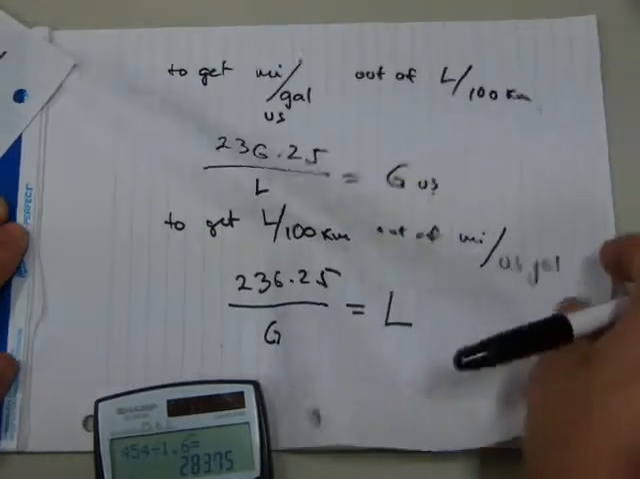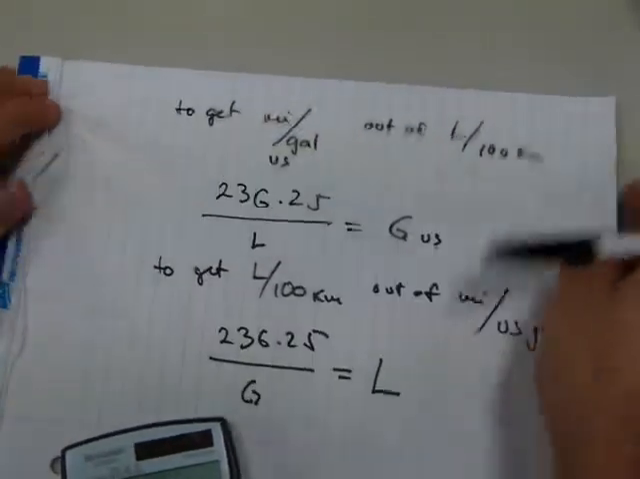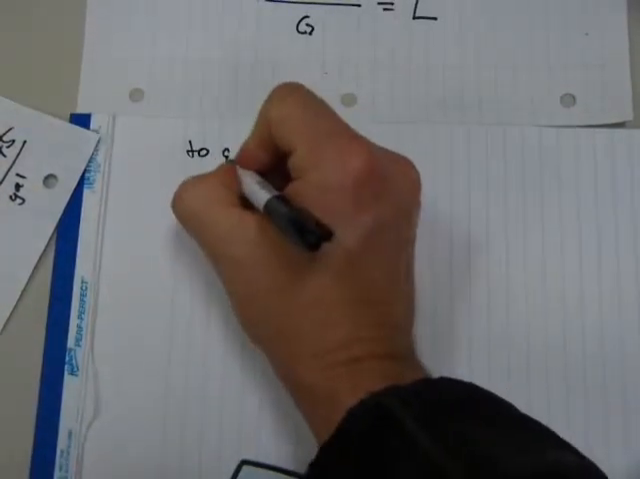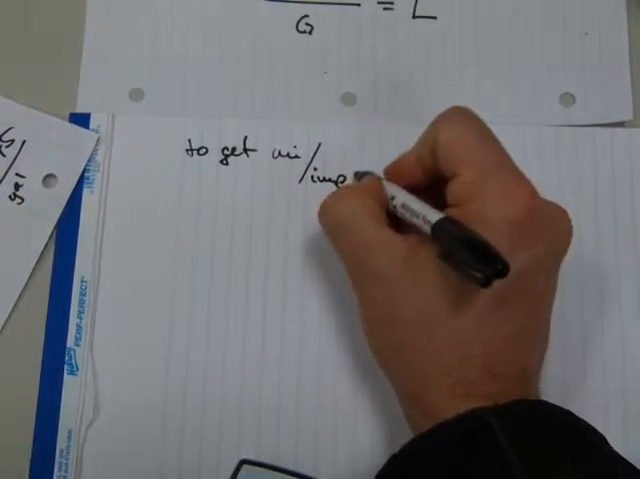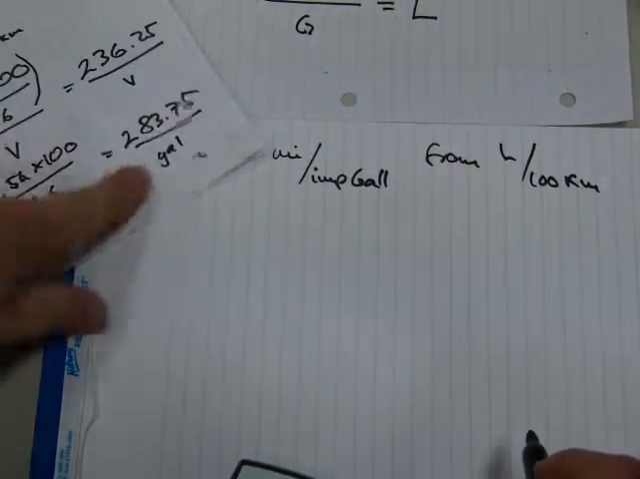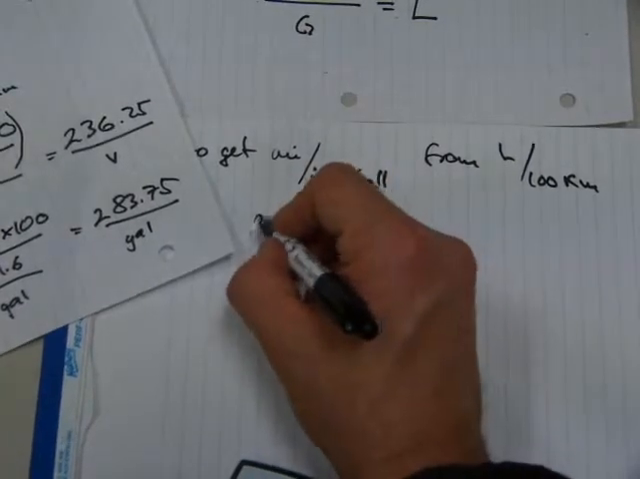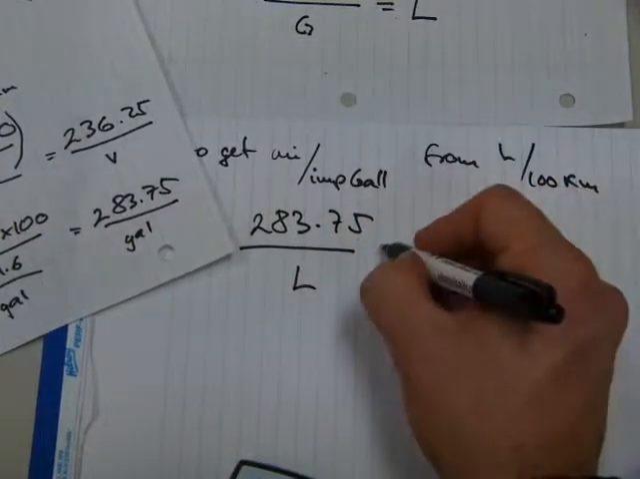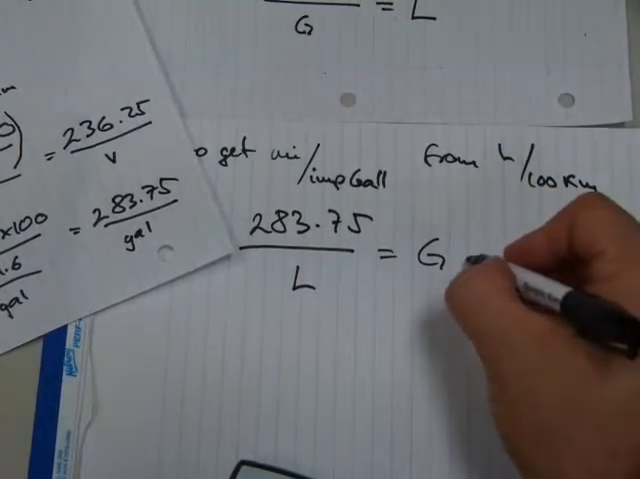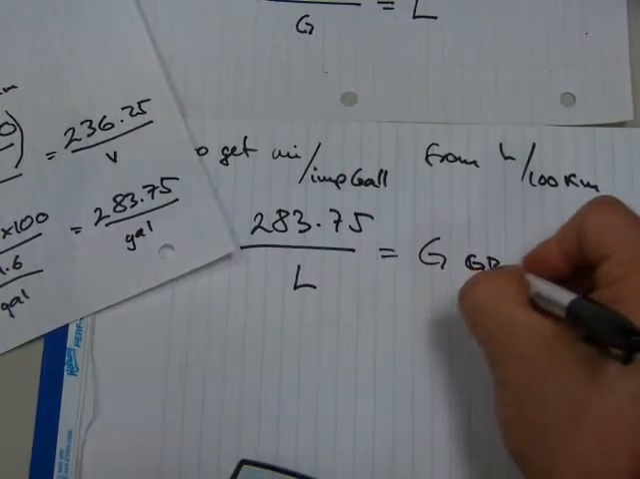And the same works with imperial gallons as well. To get miles per imperial gallons from liters per 100 kilometers, you get this conversion amount there from the corner. 283.75 gets divided by the number of liters, and you're going to get gallons out of it, British. And it's going to go Great Britain.